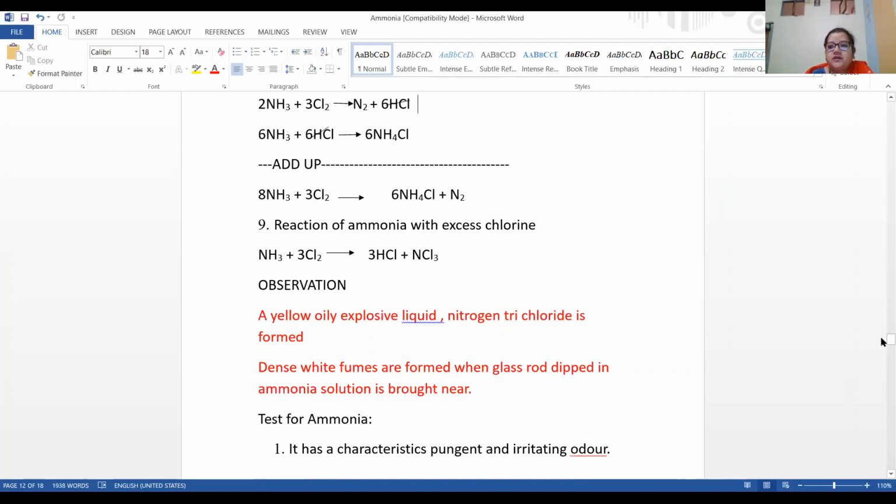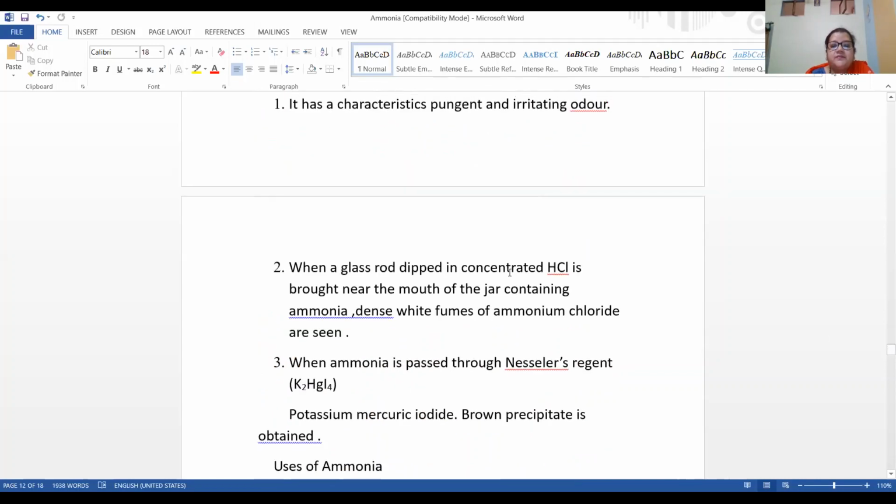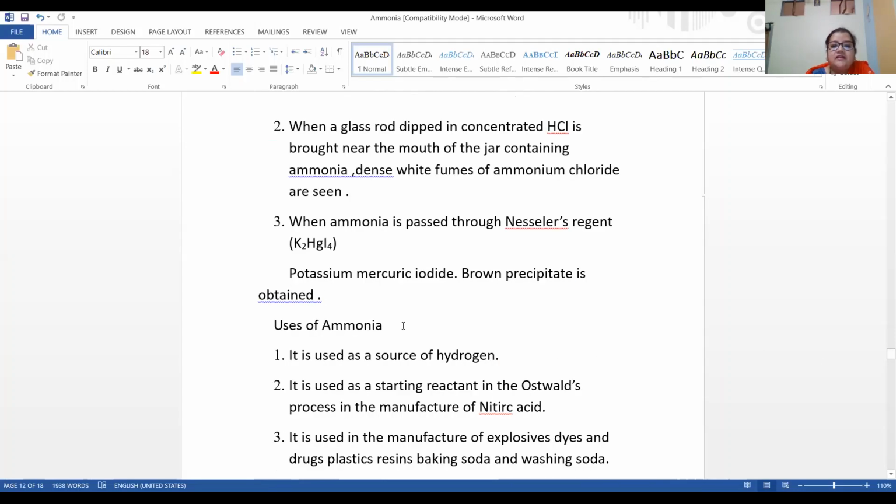Now, the test for ammonia has been given. It is a characteristic pungent, irritating odor, and dense white fumes when a glass rod dipped in concentrated HCl is brought near. You just now saw that when ammonia is passed through Nessler's reagent, you have done that. What happens? First it becomes pale brown, and then in excess of ammonia, a brown precipitate is obtained, right?